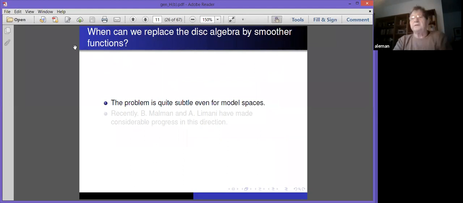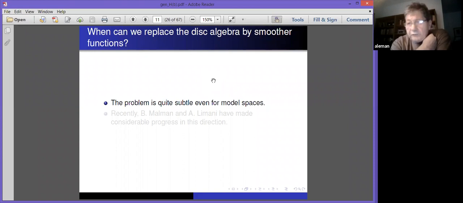Now the question is, okay, you can prove that these spaces contain functions which extend continuously up to the boundary. Unfortunately, we cannot construct them, but just show that they are dense. But then I think it would be natural to ask whether you can approximate by a smoother function, so maybe C1 or C2 or whatever. Now, I think this is a quite subtle problem, even for model spaces. So the answer is no in general. So even for a model space, it could be that for certain inner functions, you cannot do this.